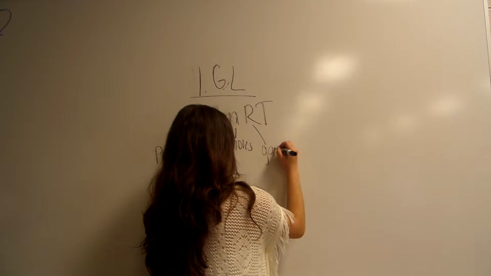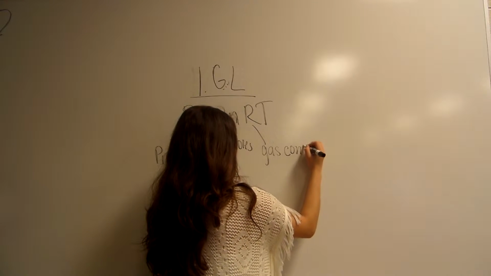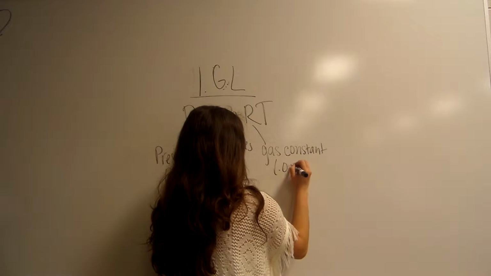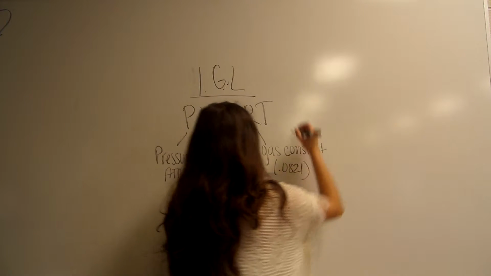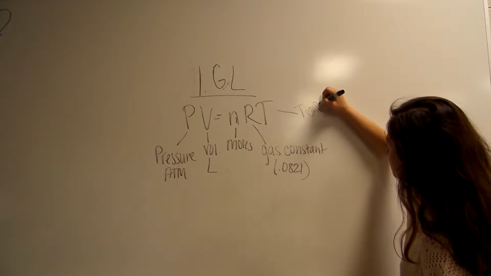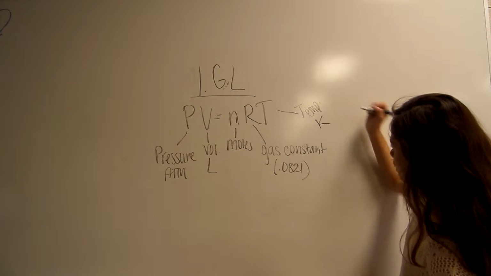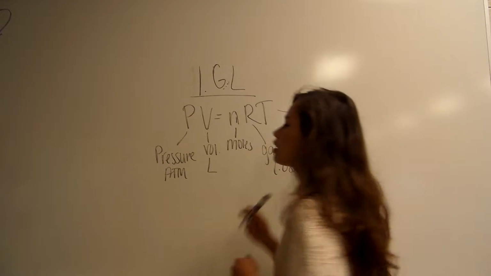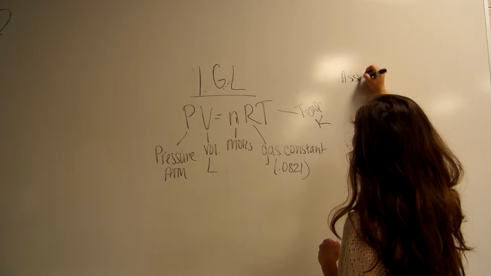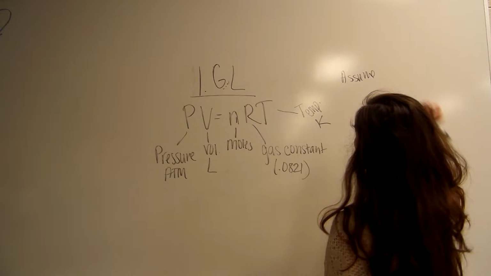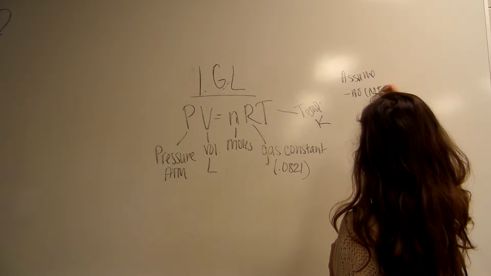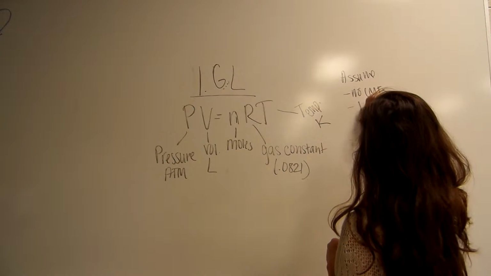R is the gas constant, which for atm is 0.0821, and T is temperature, which is measured in Kelvin. This equation assumes that there are no IMFs and that there is no volume.